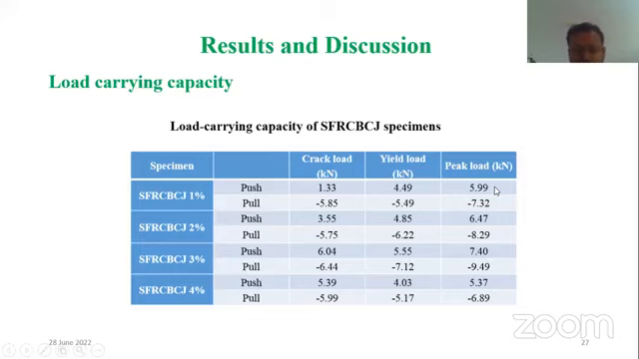After that, hybrid fiber reinforced concrete beam column joint shows the higher load carrying capacity. Then areca leaf sheath fiber shows the lower peak load. So if we see which specimen gives the maximum peak load, only the steel fiber reinforced concrete specimen is showing the maximum, then hybrid fiber, then areca leaf sheath fiber.